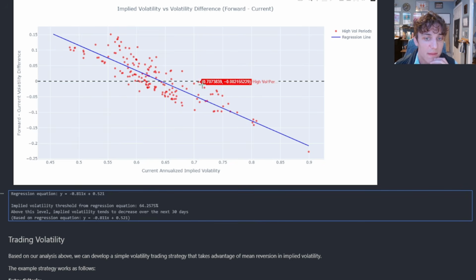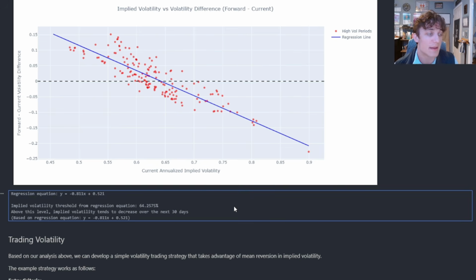So anything above 64%, that's saying, hey, traders are valuing this option way too high for what is anticipated in terms of the realized volatility. Let's go ahead and sell it, and we can go ahead and buy it back when vol drops, and then we're going to collect that spread there.